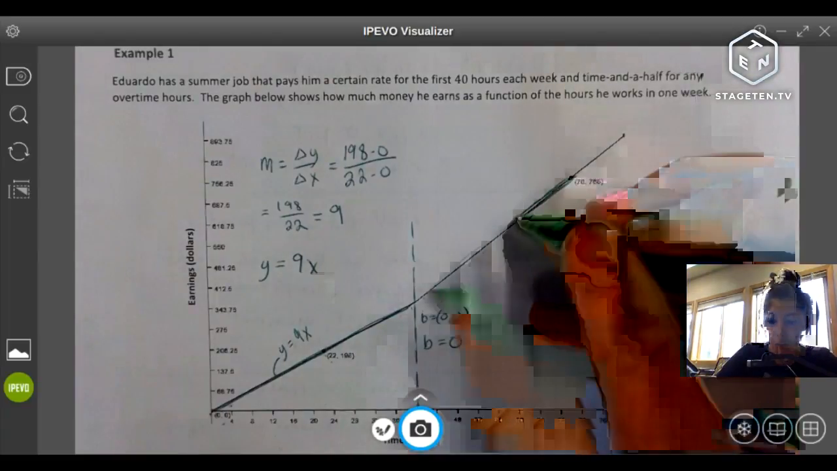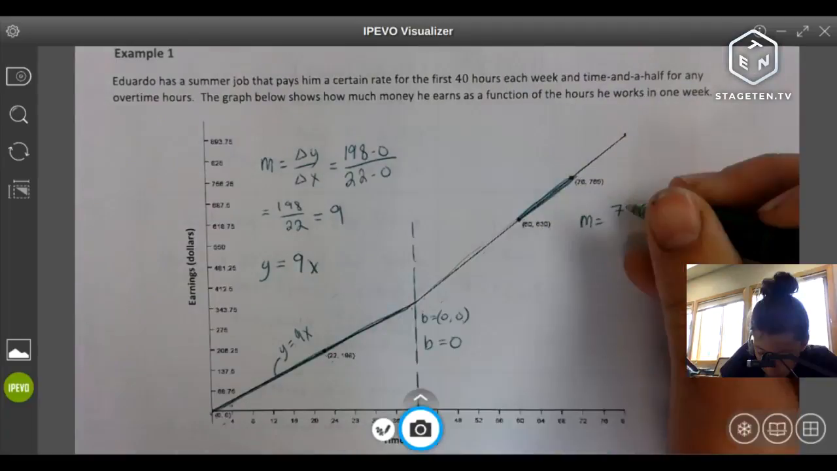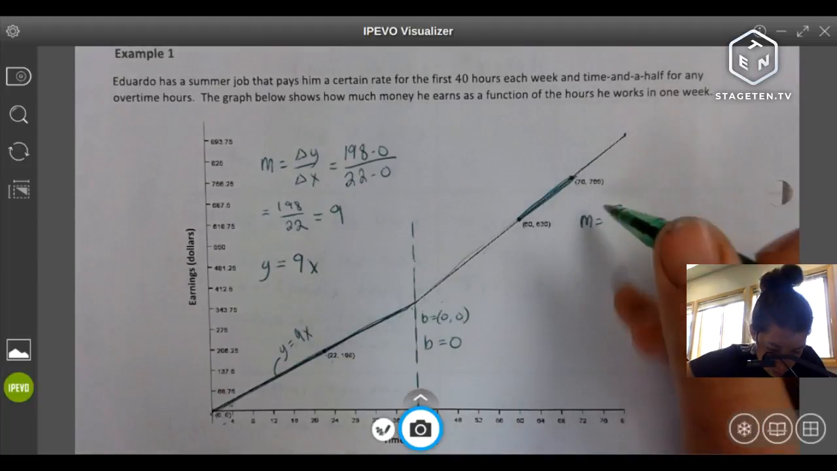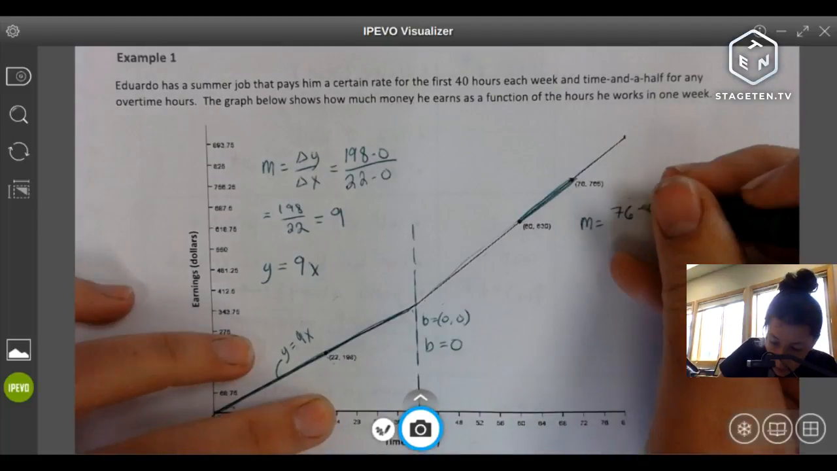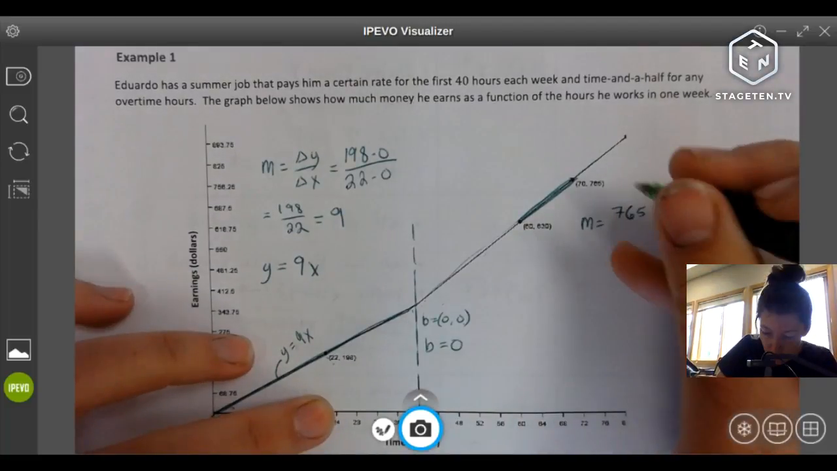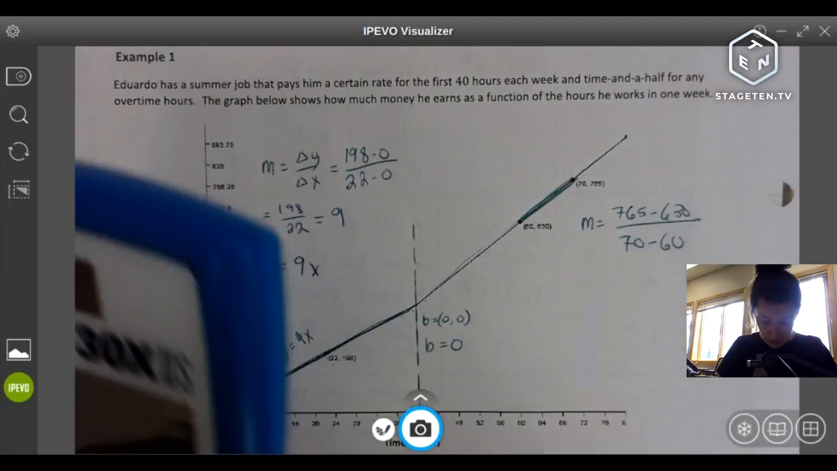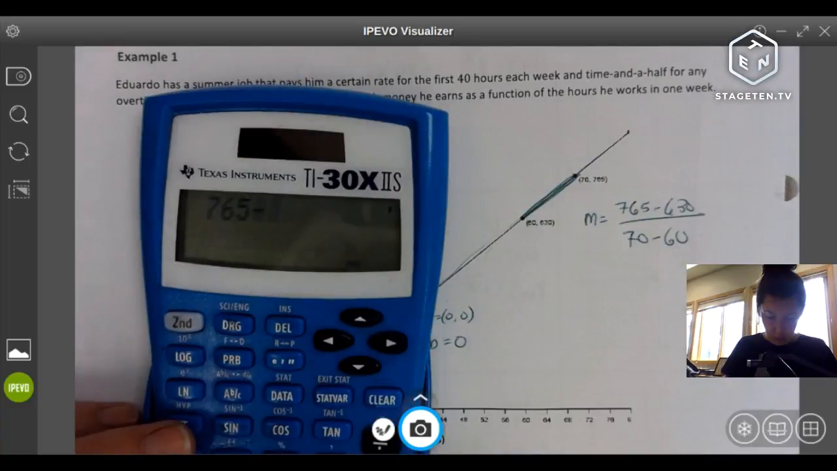I only have green today. Usually I like to try and have a couple different colors, but I did not bring them. So next we're going to look here. What is the slope? It's typically for this whole line, right? But we're going to use these points to figure out what it is. So let's find a slope again. m equals 7, I can't tell if it's 765 or 785. It could be either one. Let's go 765 minus 630 over.